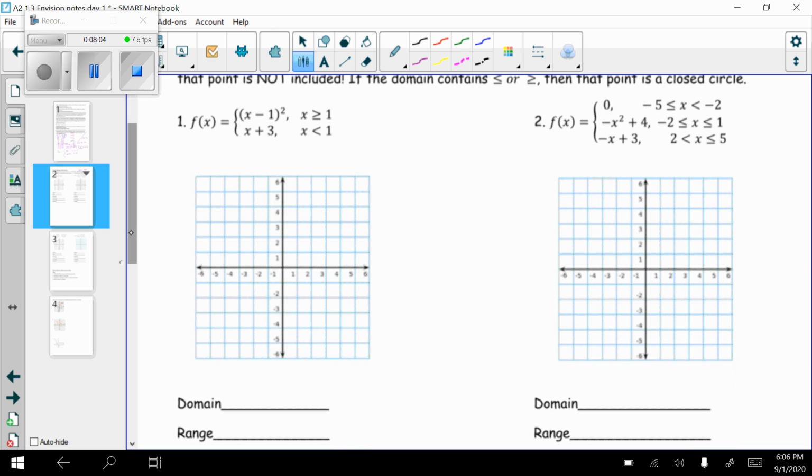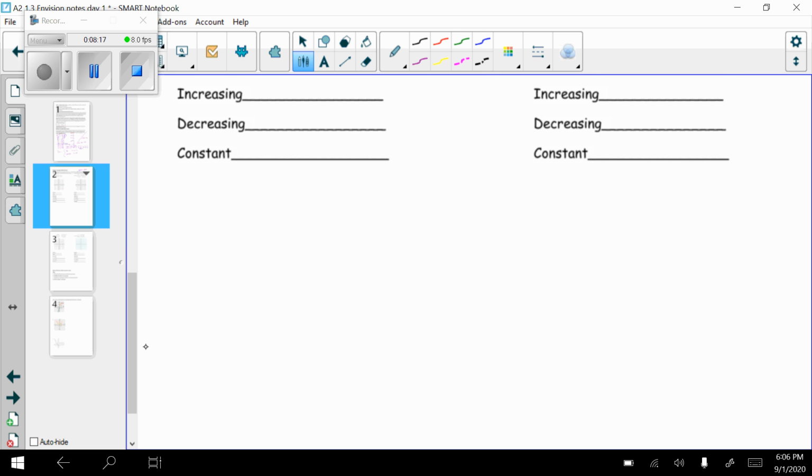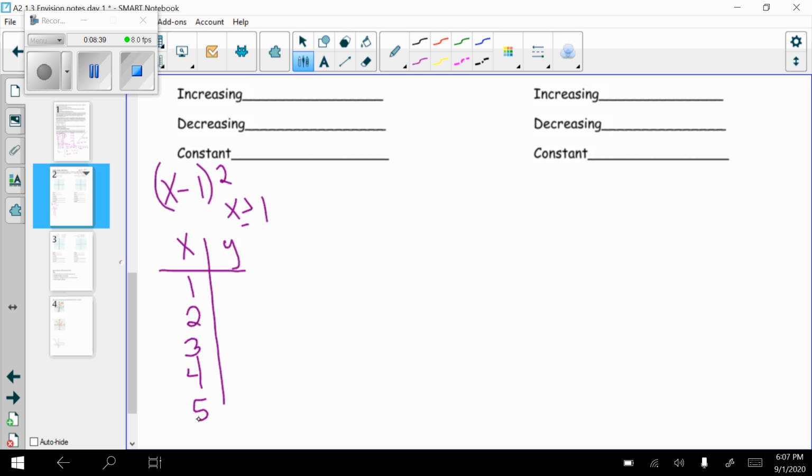So the first one, we have f of x equals x minus 1 quantity squared when x is greater than or equal to 1. x plus 3 when x is less than 1. So I want to make an xy table. So for the first one, I'm looking at x minus 1 quantity squared, but I only want when x is greater than or equal to 1. The very first x that I'm going to put in is 1 because that's where they're telling me my domain starts. Then I want all numbers bigger than 1, so I can go 2, 3, 4, 5.